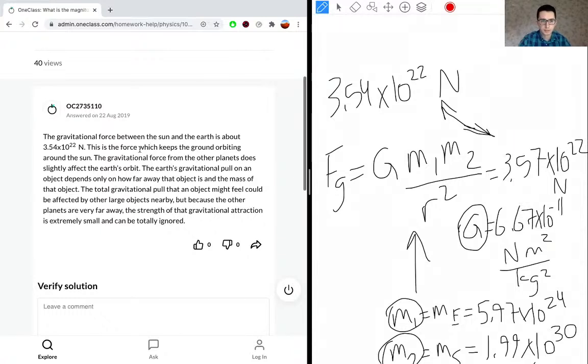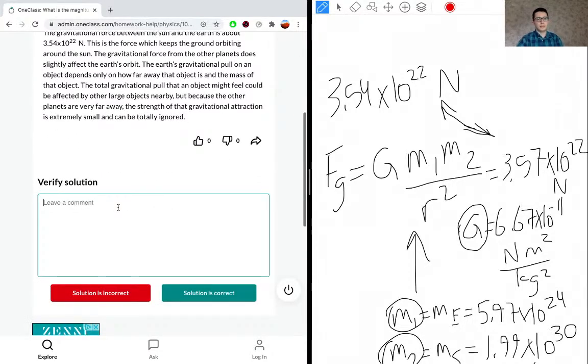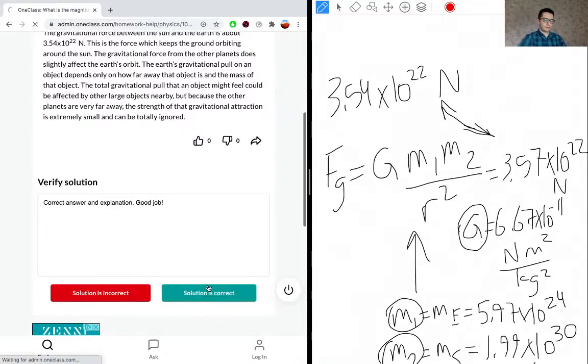This force is the force which keeps the Earth orbiting around the Sun. The gravitational force from other planets does not significantly affect the Earth's orbit. The gravitational pull on an object depends only on how far away that object is and the mass of the object. Because the other planets are very far away, the strength of that gravitational attraction is extremely small and can be totally ignored. So that's the explanation of the gravitational force constant. Correct answer, explanation. Good job. Solution is correct.